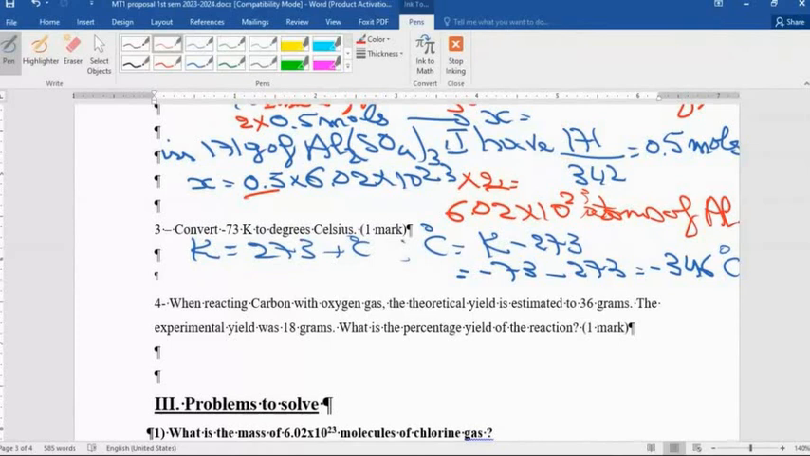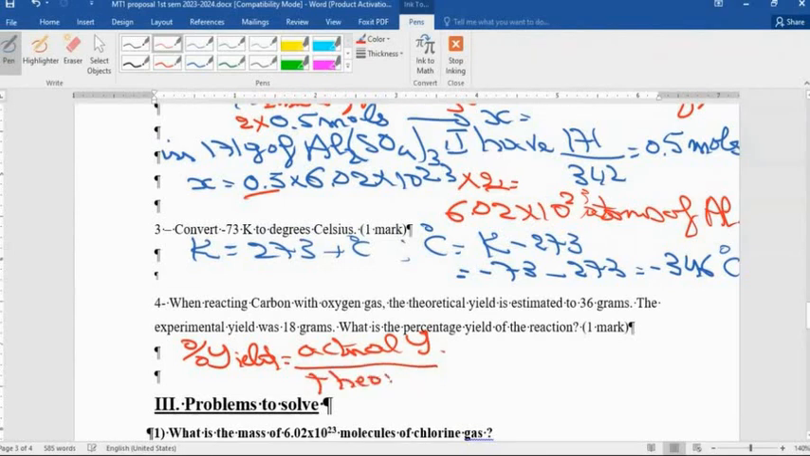Question number 4. This reminds me of the last version, the last question of true and false. The actual yield, the theoretical yield, and automatically what will be? The reaction yield. What is the percentage yield of this reaction? It will be equal to the actual yield divided by the theoretical yield, multiplied by 100. Check your slides. Here I don't have to do anything.